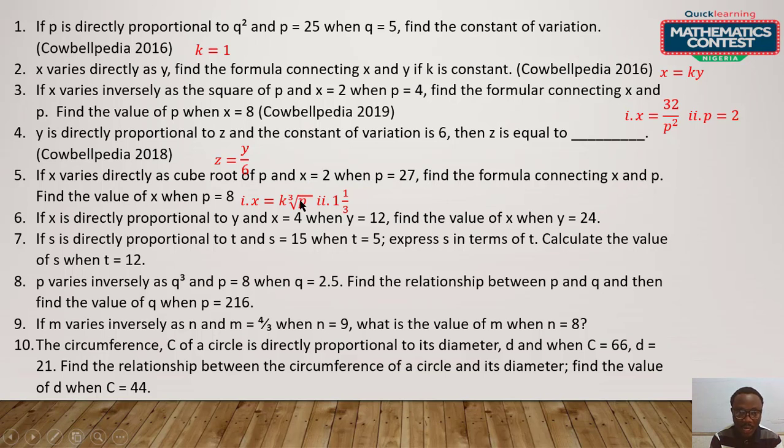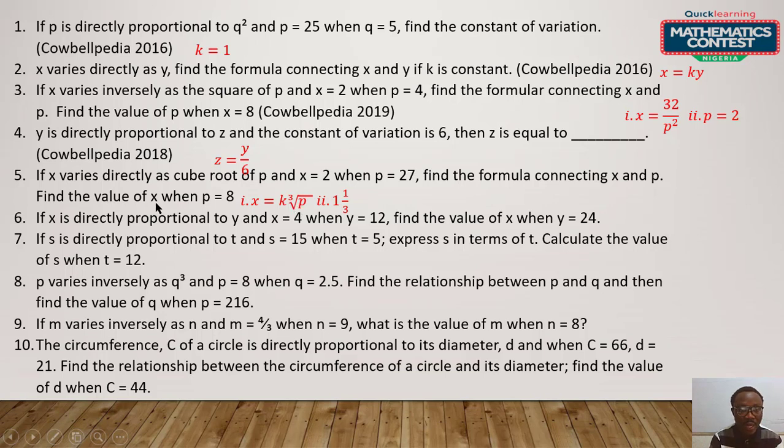The formula connecting them is actually this, but we have to substitute. We substitute to get the formula connecting them. x is 2 and p is 27. So the formula connecting them is 2 equals k times the cube root of 27, and the cube root of 27 is 3. So it will be 2 equals 3k. The answer is 2 equals 3k.